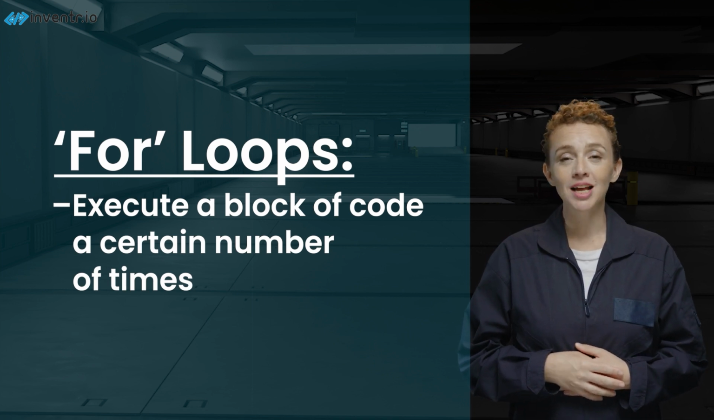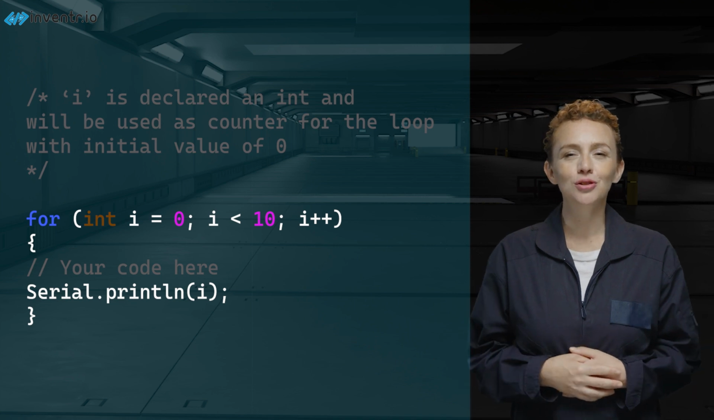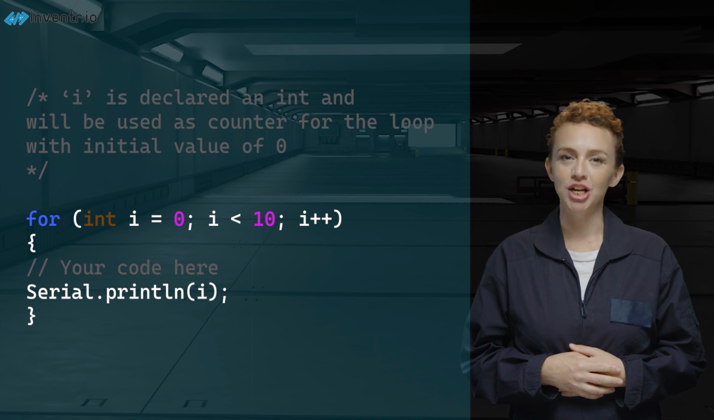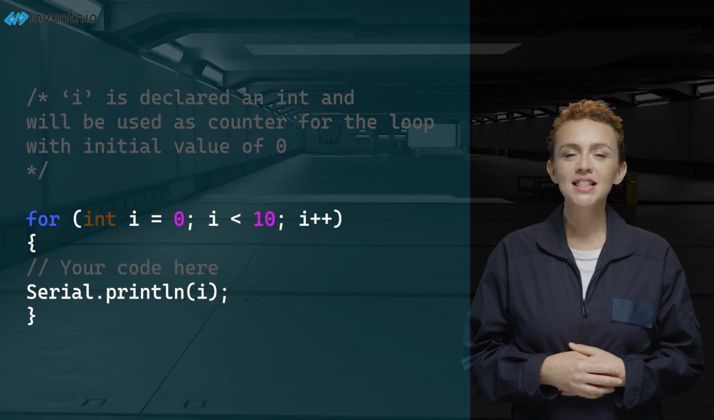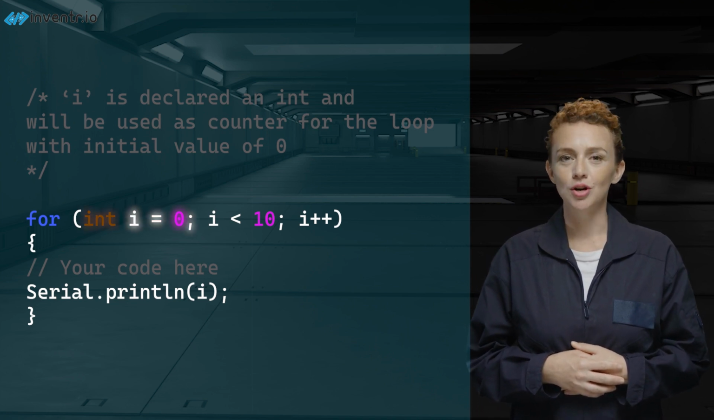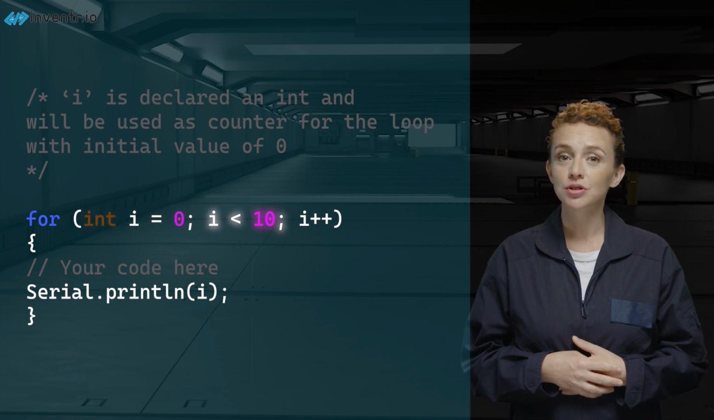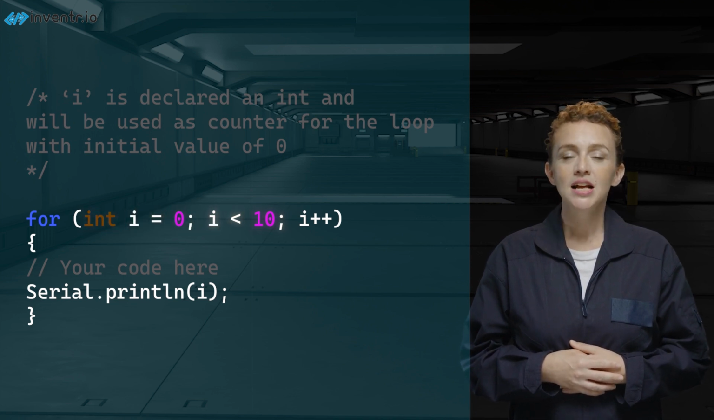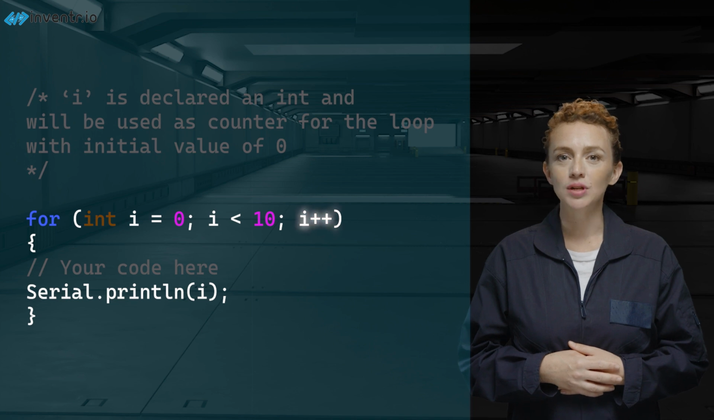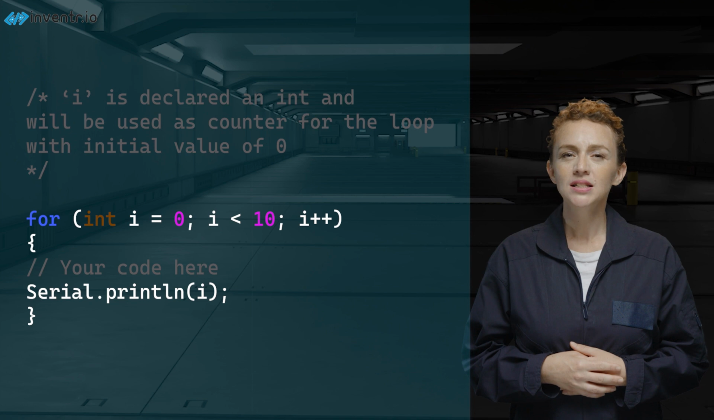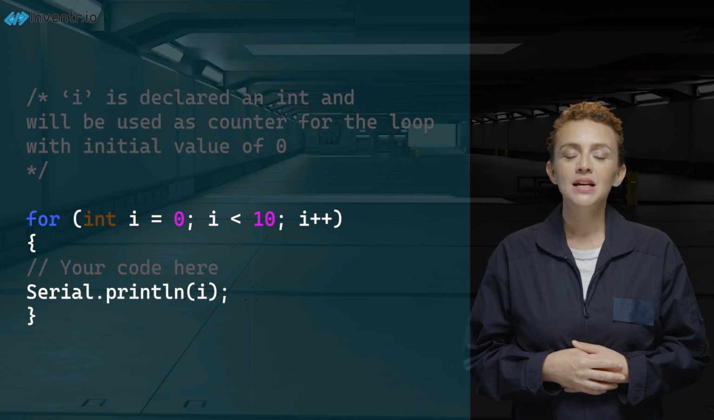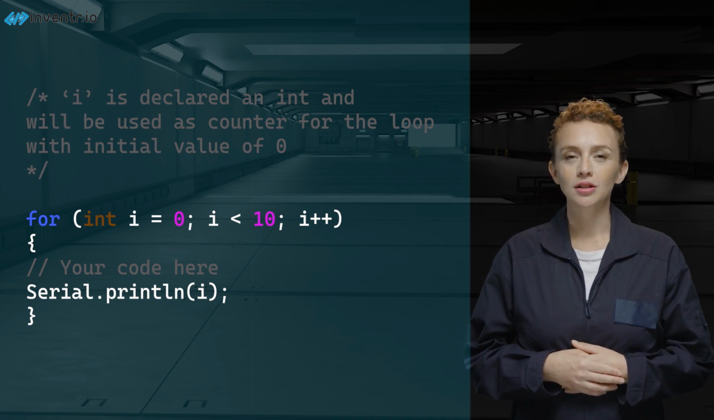A for loop looks like this and declares the initial loop counter value here, a test of that counter, and by how much the counter changes with each loop. In this example, i starts at 0, and the loop will continue until i is no longer less than 10. Each time the loop runs, i increases by 1, which is what i++ signifies. Once i is no longer less than 10, the loop is broken and the program moves on to the next line of code.